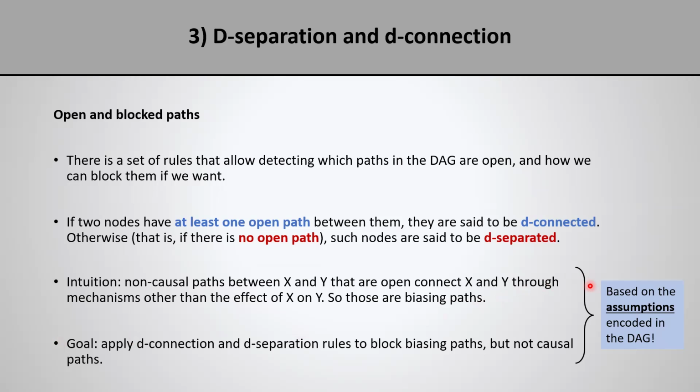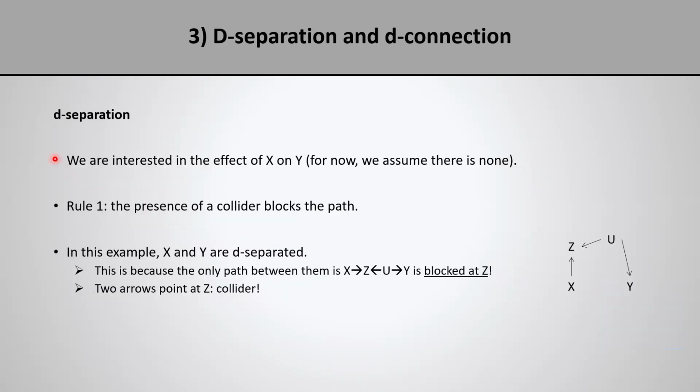So of course, the validity of those conclusions is going to be 100% dependent on whether or not our DAG is true. So we are interested in the effect of X on Y. So we want to make sure that there is no source of association between X and Y other than a potential causal effect of X on Y, if any exists. And for now, we are assuming there is none, just to make the DAG simpler.